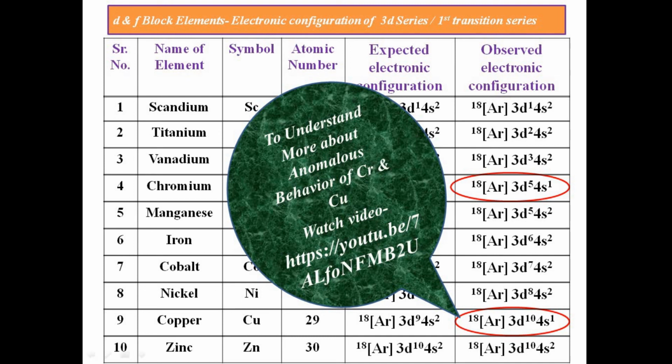So this is the way by which we can write the electronic configuration of all the elements from the 3d series or first transition series. The next point: how to recall all these elements. That is an important one. How can I recall these elements?